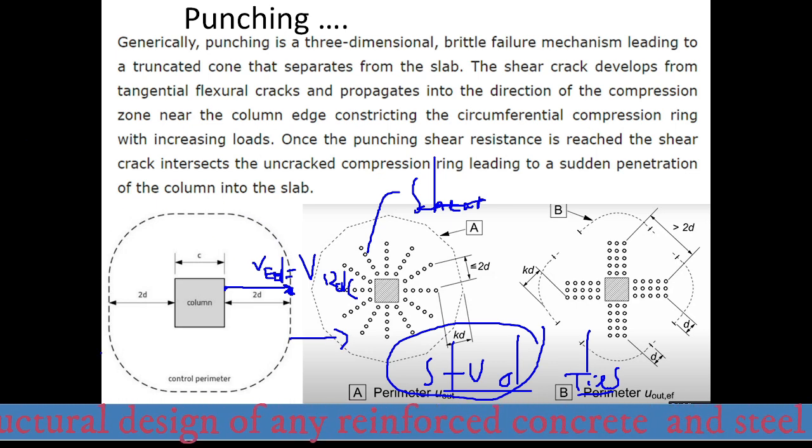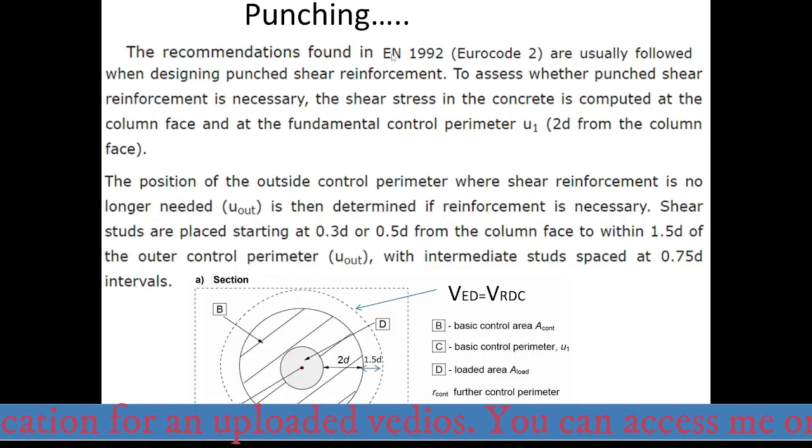This part, what is it? It is a compression ring totally. So this is what we call the basic or fundamental parameter, on which shear reinforcements are going to be provided. Here the recommendations found in the Eurocode are usually followed when designing punching shear reinforcement. So we need to use Eurocode while we are going to design for punching shear.